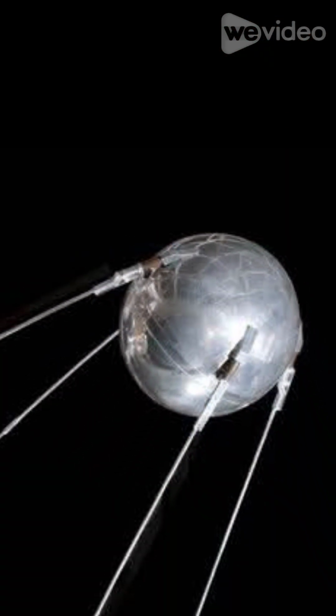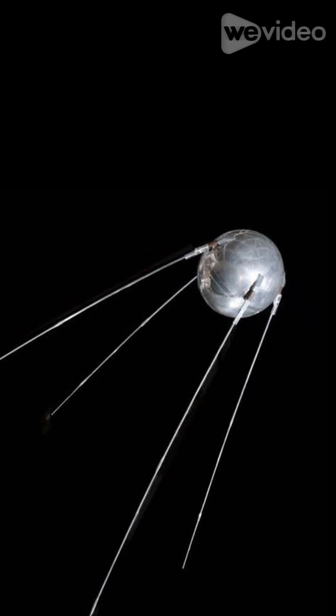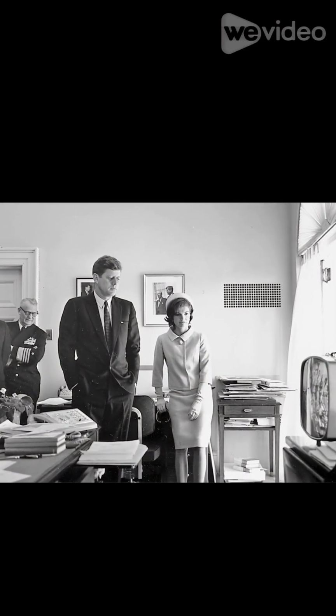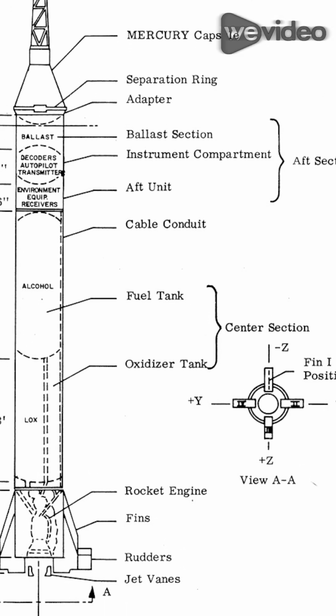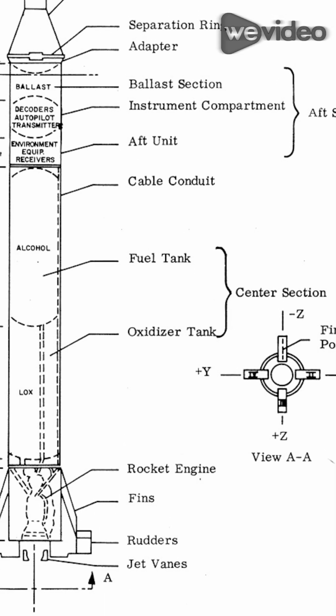The space race is well underway. The Soviet Union had just put Yuri Gagarin in space. The stakes couldn't be higher, and everyone's watching. Alan Shepard would ride atop a modified Mercury Redstone rocket.